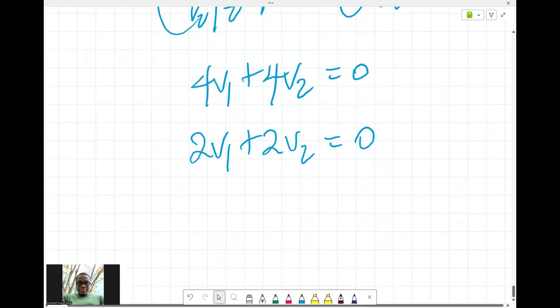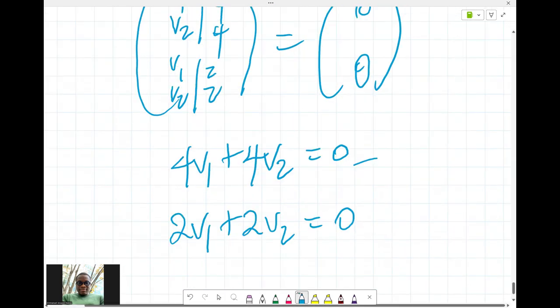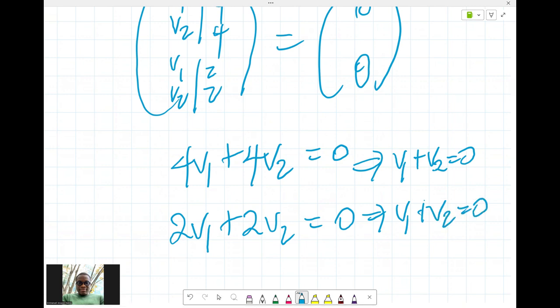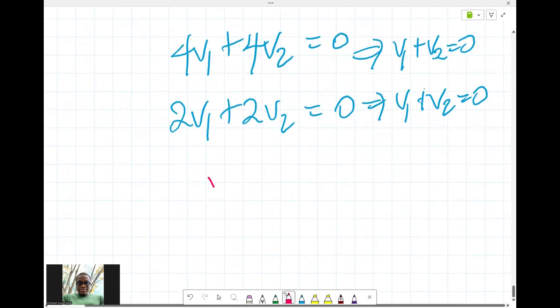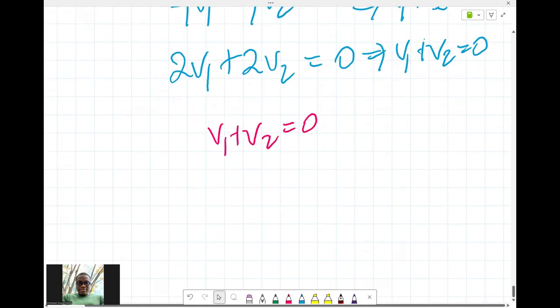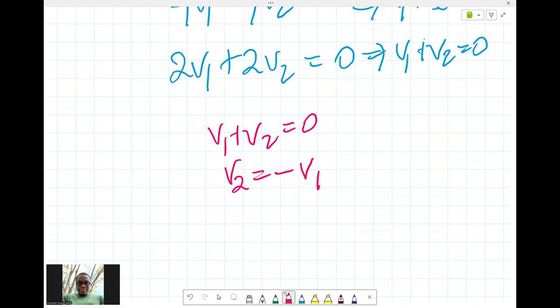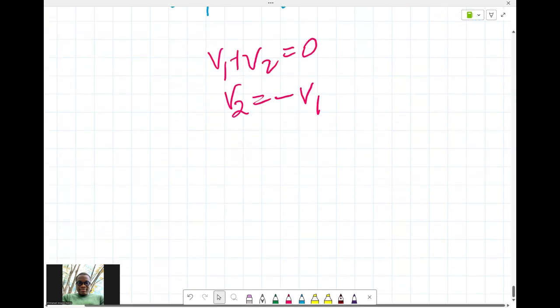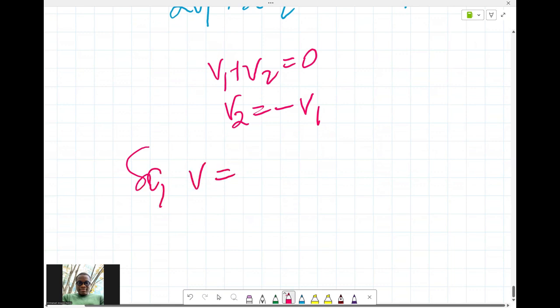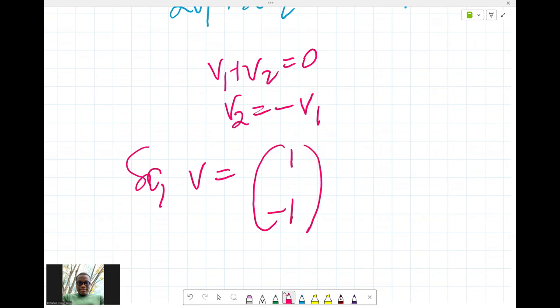So let's just take any random one, because basically they both mean v1 plus v2 is 0. This one also means v1 plus v2 is 0. So anyone you take, you're good to go. So v1 plus v2 equals 0 simply tells you that v2 is equal to minus v1. Okay, so you can shift the minus anyhow you like. So fix v1. If v1 is 1, then v2 is simply -1. That's what that simply means.